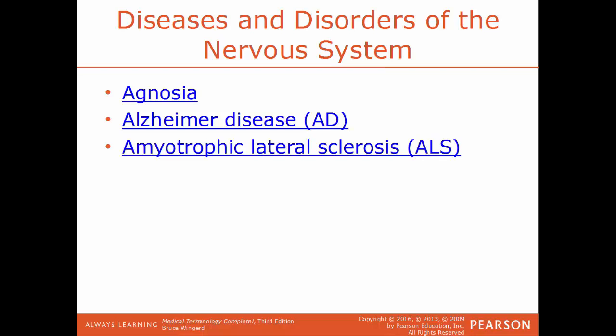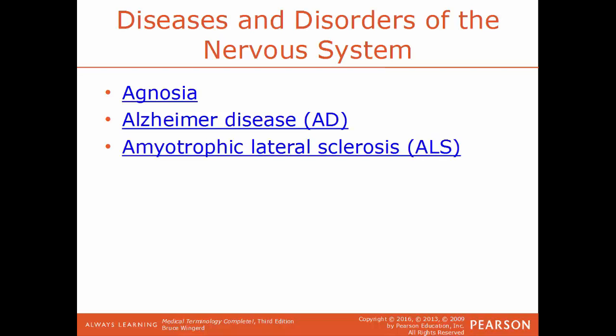The first one, agnosia. This is the inability to recognize things or be able to process sensory information. So this means without knowledge. And it's usually caused by some type of brain damage. So our next one, AD, Alzheimer's disease. This is a progressive brain disorder that is irreversible. It is a type of dementia that will impact a patient's memory and thinking and then behavior.